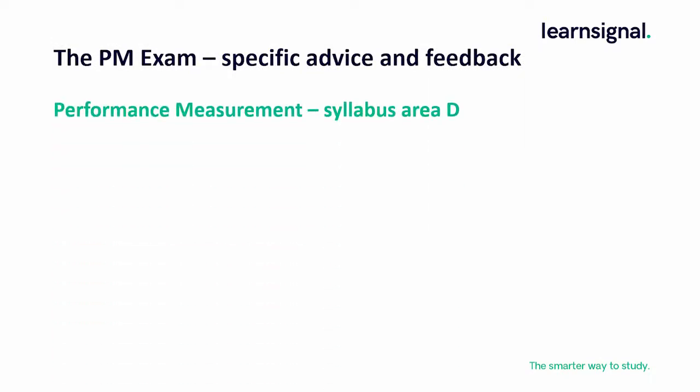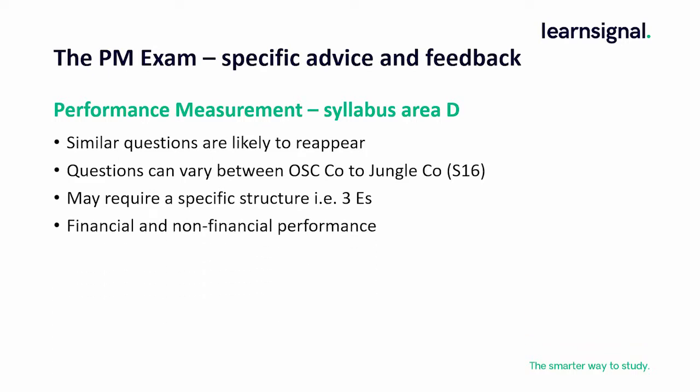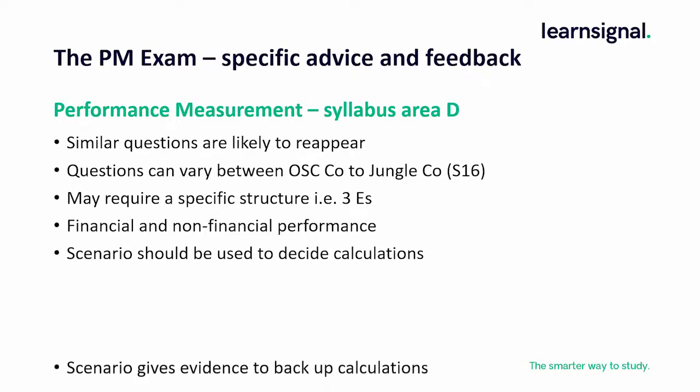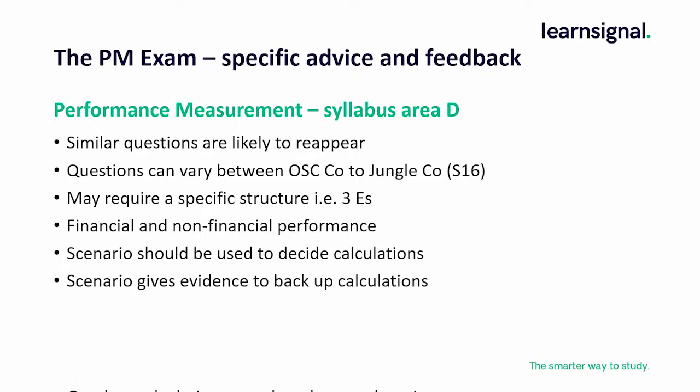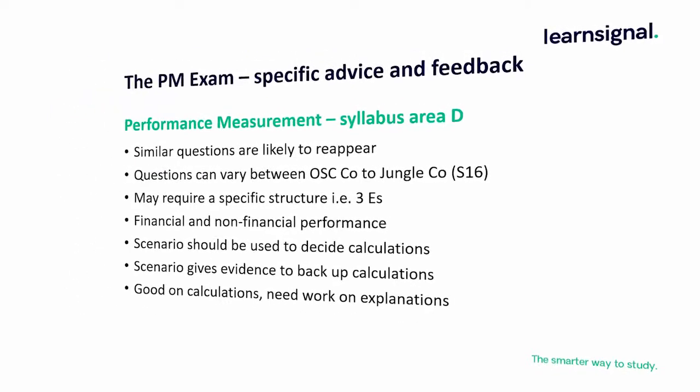Given the focus of this exam, performance measurement questions will keep coming up. Questions can take various forms ranging from traditional PM questions like Jungle Co. in September 2016 to OSC Co., which was focused on a model. Some questions can ask candidates to use specific structures, such as the 3 E's. Questions can ask for assessment of financial and non-financial performance. You also need to use a scenario to determine what calculations to perform. Also, you need to use the scenario for supporting evidence to explain why an organization might be seeing those results. Students are quite good at doing the calculations, but do need to work on their explanations.